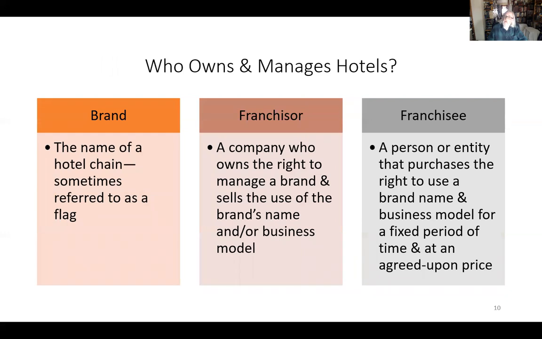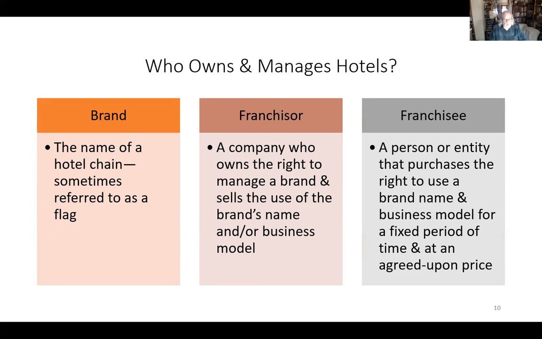Now, trying to figure out who can own any given hotel at any time can be complicated because there are so many variations on who's the owner and how things are done. Now, a brand is the name of a hotel chain, and sometimes the hotel industry itself will use that as the flag. So when they talk about it, they will not mention the brand name; they will say our flag.